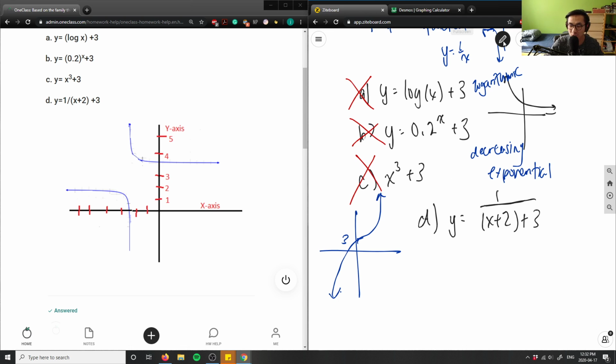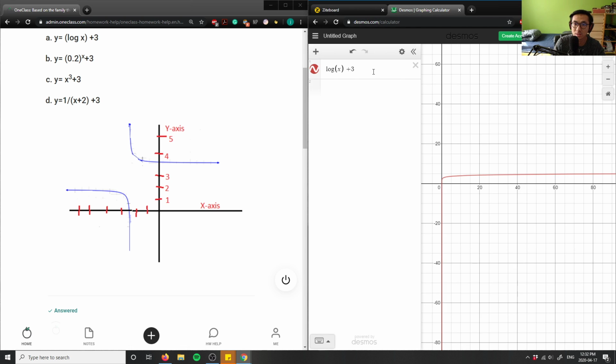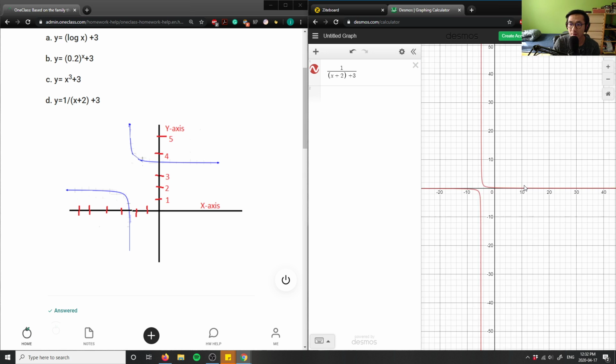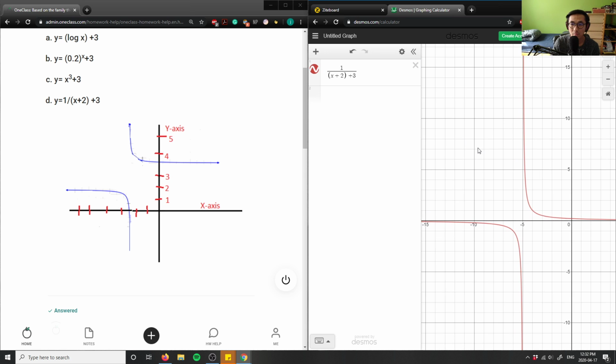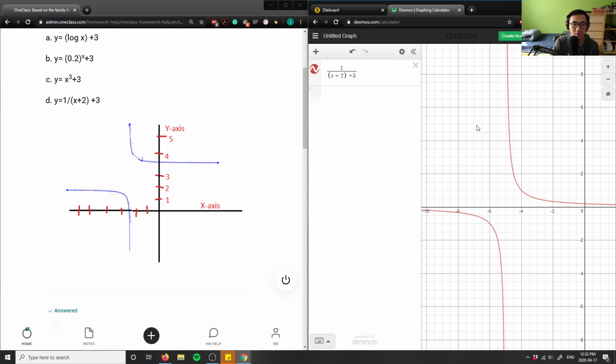And then what I can do is I can actually check this graph on Desmos. So let's check this graph here and say that y equals, I have 1 over x plus 2 plus 3 right here. So in this case, if you look at the function here, it actually does not match this graph at all.